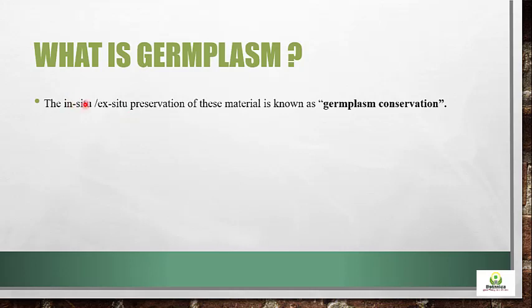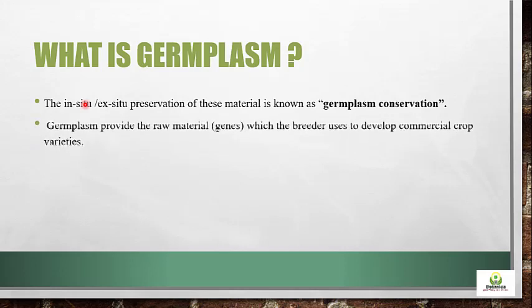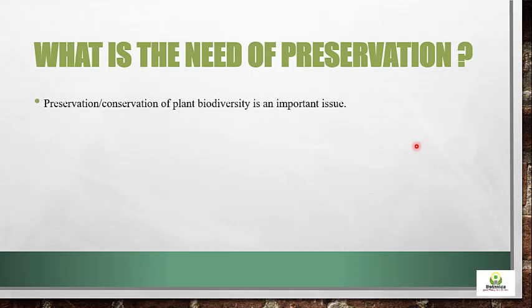So when either in situ preservation or ex situ preservation is used to preserve the material, that is known as germplasm conservation. And what does germplasm do? Germplasm provides the new material which the breeder uses to develop commercial crop varieties, and we have discussed it previously. Preservation and conservation of plant diversity is an important issue.